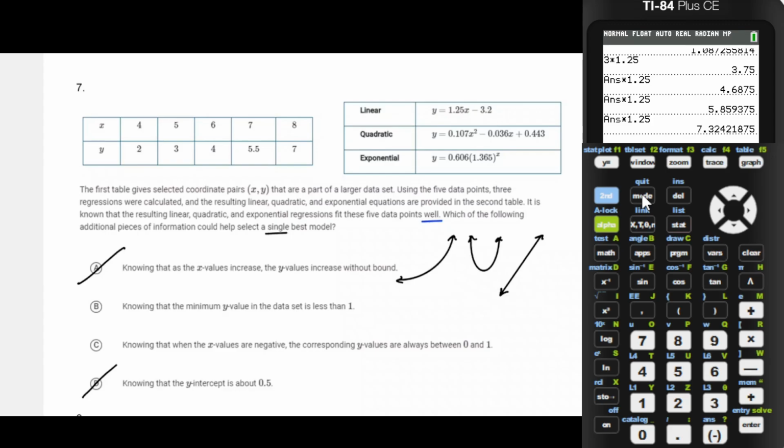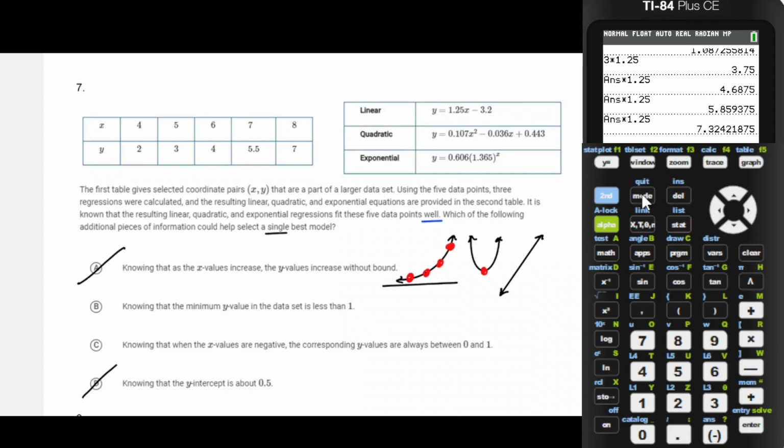All right, the minimum y value in the data set is less than 1. I guess what we're saying is that, okay, because I see it. Because it's discrete data, it's really just a collection of these along maybe an exponential curve. And if the minimum y value in the data set was less than 1, that could be possible if I was approaching the x-axis like it looks like I am there. Or if the y-coordinate of the vertex on the parabola was below 1, they could be either exponential or quadratic.